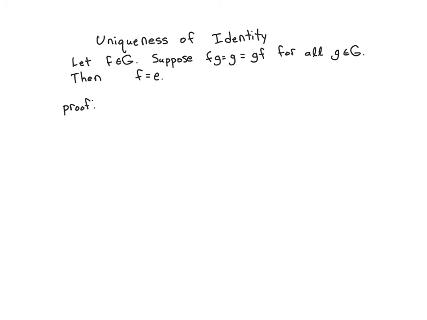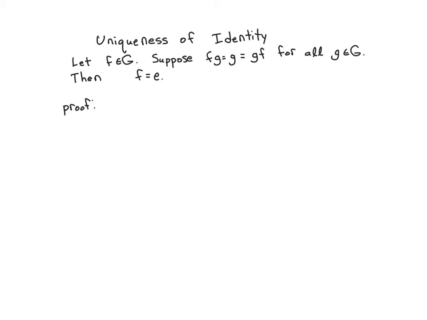Next, we come upon our uniqueness results. The first uniqueness result is that the multiplicative identity is unique. What does that mean? Well, suppose you have an element f in your group. Suppose that f times g is equal to g for all elements in your group. Then f is equal to the identity. The point is that the identity element is the only element in the group with this property. That's what makes it unique.